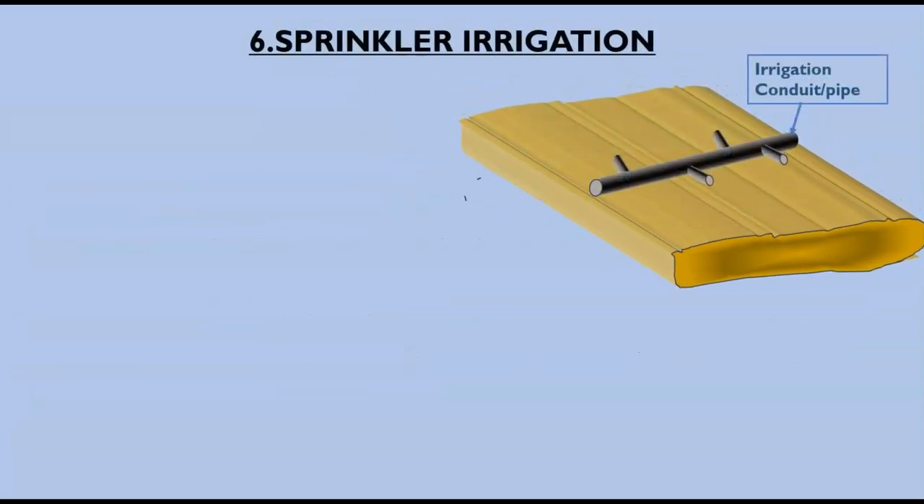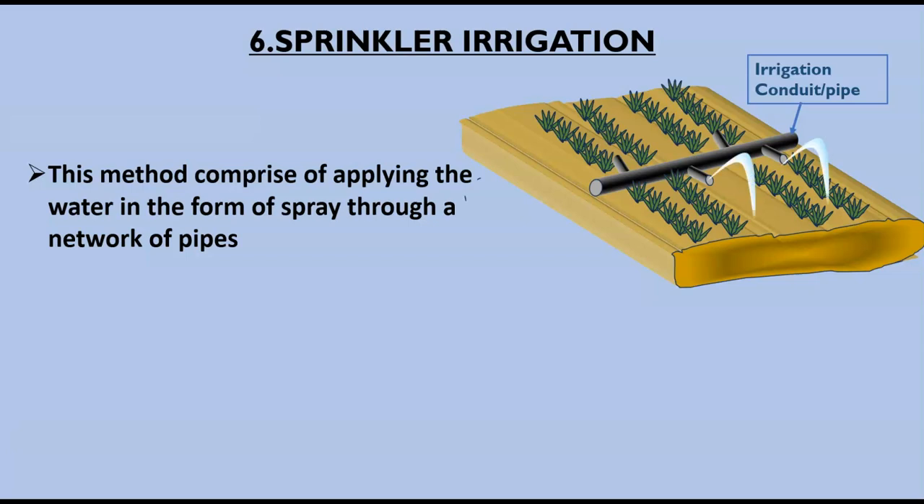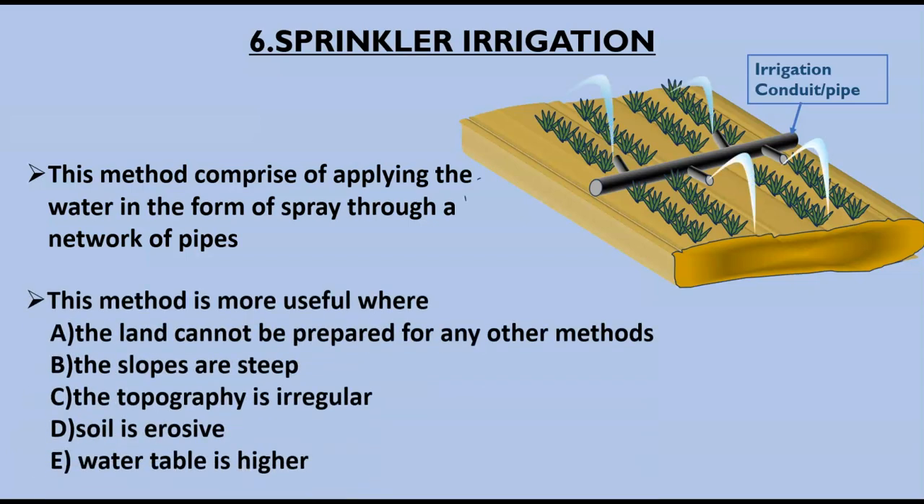Number 6, sprinkler irrigation. This method comprises applying the water in the form of spray through a network of pipes. So you can see in the figure, the water sprinkles over the crop. This method is more useful where the land cannot be prepared for any other methods: the slopes are steep, the topography is irregular, soil is erosive, water table is higher.